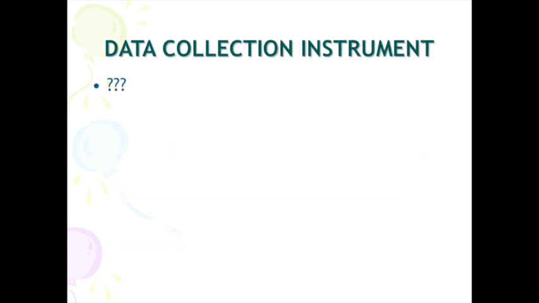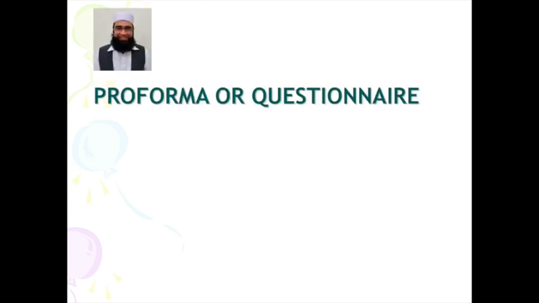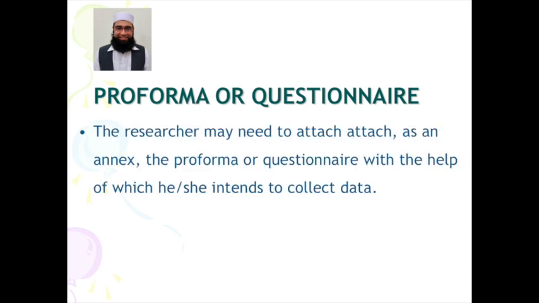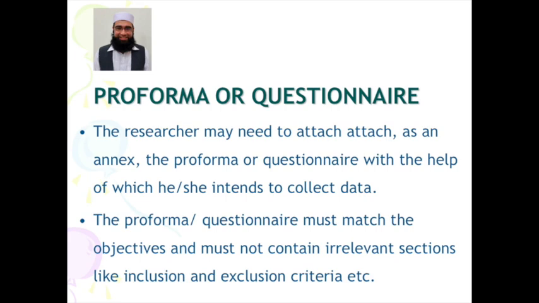Can any one of you name any data collection instrument that you are using or are planning to use in your research projects? So, if you are using a proforma or a questionnaire as a data collection instrument, you must attach it as an annexure with your research project. And this proforma or questionnaire must match the objectives and must not contain irrelevant sections such as inclusion and exclusion criteria.